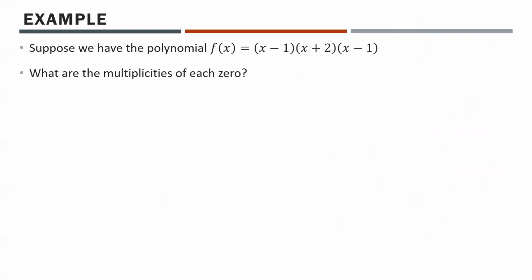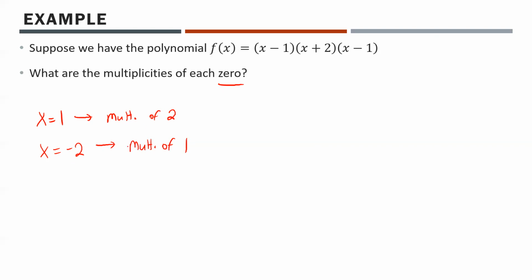Suppose we have the polynomial f of x equals x minus 1 times x plus 2 times x minus 1. What are the multiplicities of each 0? Well, just remember, 0 is another word for an x-intercept. So we have an x-intercept of x equals 1. That would be for this one and this one. Because that shows up twice, we can say that this has a multiplicity of 2. The other 0 we have is this x plus 2, which means x would equal negative 2. That would be our other x-intercept. That one has a multiplicity of 1.